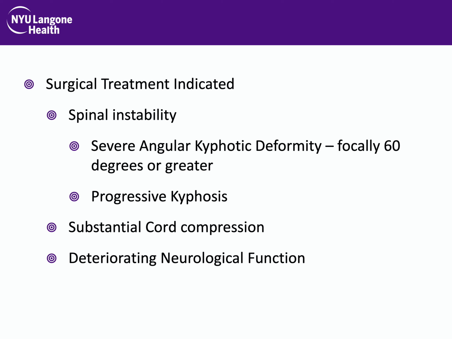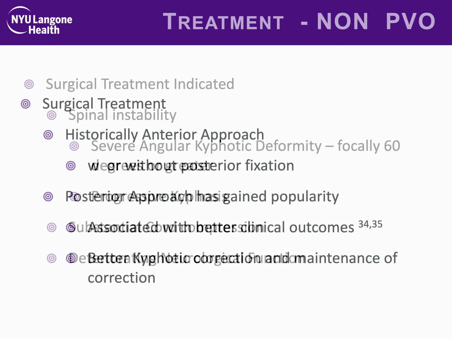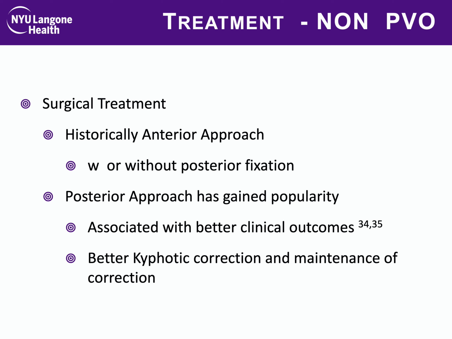Surgery is indicated in patients with spinal instability, which can include severe angular deformity or progressive kyphosis. Substantial cord compression or deteriorating neurological function are also surgical indications. The anterior approach has been historically used to treat tuberculosis spondylitis, with or without posterior fixation. The posterior approach has gained popularity and has been extensively researched. It's associated with better clinical outcomes, particularly kyphosis correction and maintenance of this correction. It also has less blood loss and morbidity using an all-posterior approach. This should be your answer for non-PVO surgeries that are indicated.